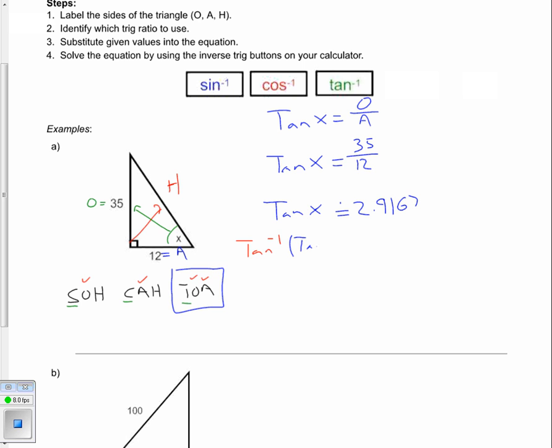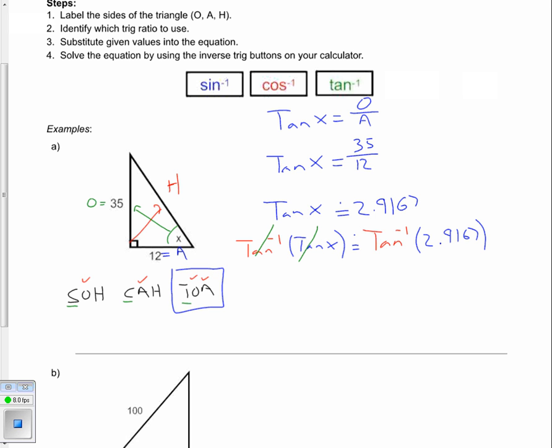and I've got tan x, and that is going to be approximately equal to inverse tan of 2.9167. So all of these steps are equal to each other. Now what I can do is eliminate the inverse tan and the tan that's on the left-hand side of the equal sign.